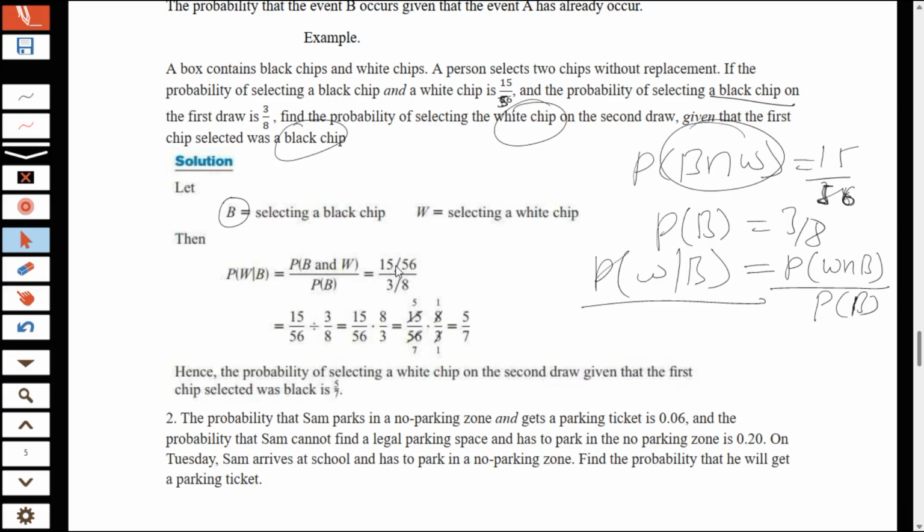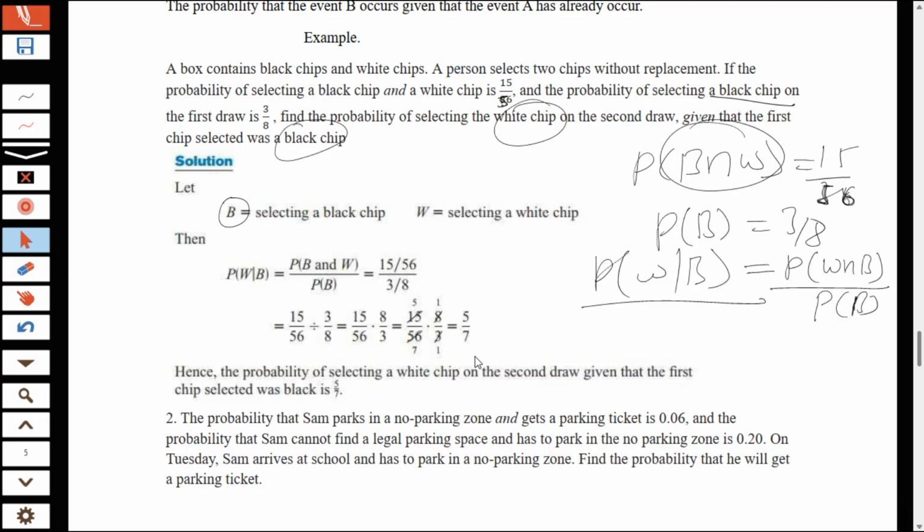So here we are getting 15 divided by 56, right? And then the probability of B was also giving us 3/8. And then we can just simplify it. Once we simplify it, we are going to get our final answer, 5 divided by 7.